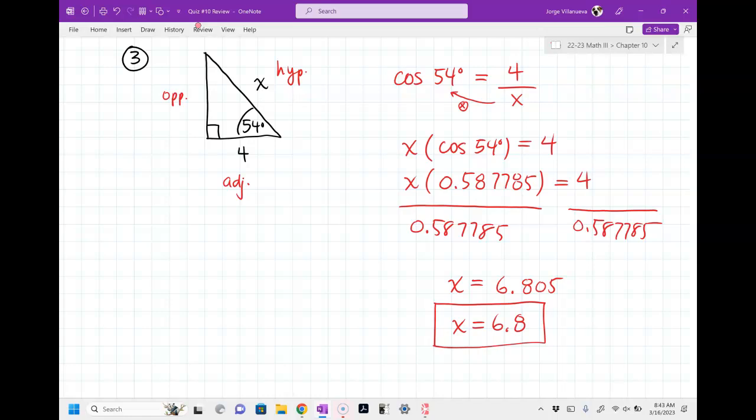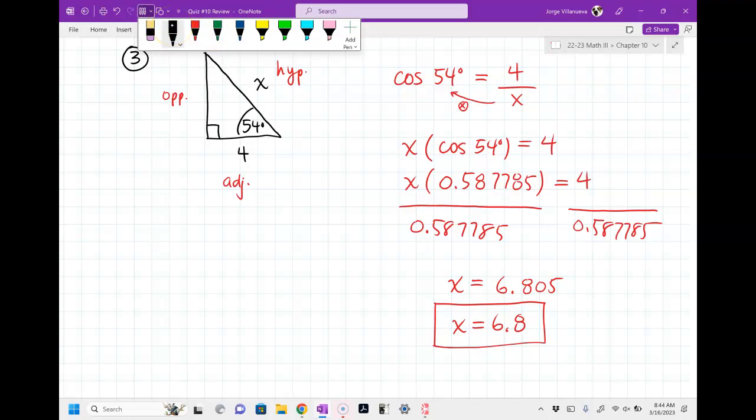Notice for this one, I decided to calculate cosine of 54 first. I decided to calculate it first, that way I don't have to worry about doing it later. Now for the next problem that we're going to try, I'm going to calculate the trig function after. And you'll notice it's the same thing. It's just you're not getting this big decimal next to the x value right away. All right? So any questions on this one? So we're going to do one more like this.